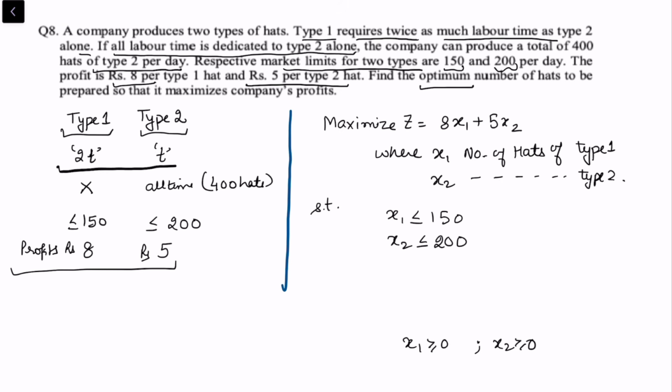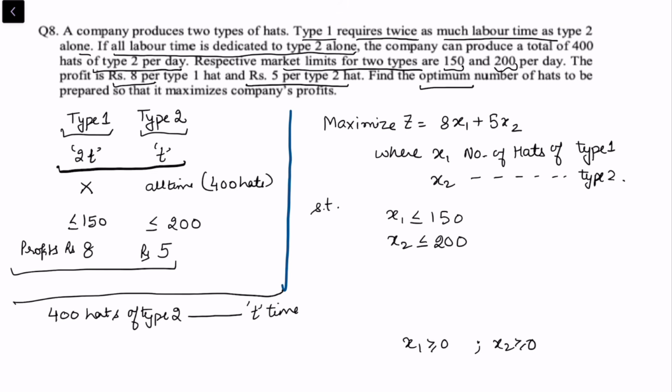Now one of the constraints is that type 1 takes double time. For this we have been given a condition that if all the time is given to hats of type 2, so we will say 400 hats of type 2 are made in t time, and t time is the complete time. This is the complete time available in a day. Okay, so if the total time is given to the hats of type 2, we can make 400 hats. So this means one hat of type 2 will be made in t by 400 time.